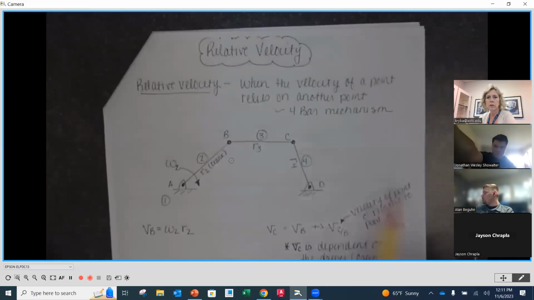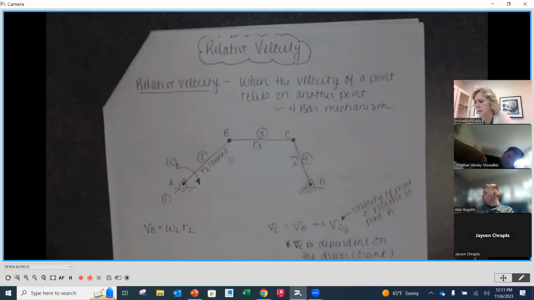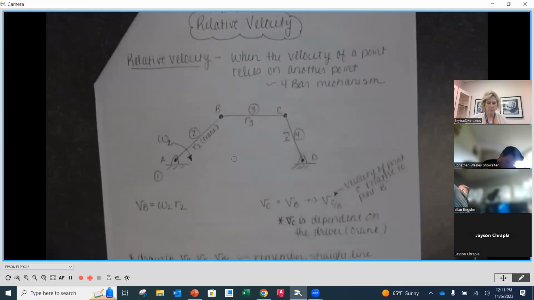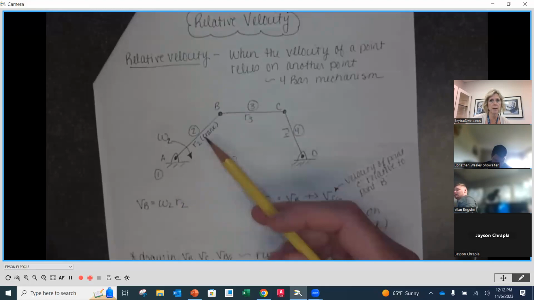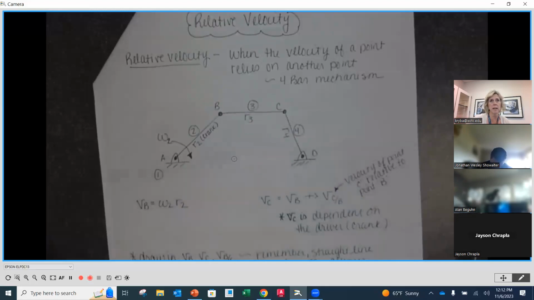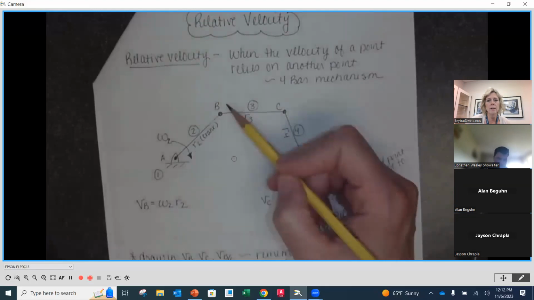All right, so you'll notice up at the top here, it says relative velocity. Relative velocity is going to be used when we need to find out the velocity of a point, but it relies on the velocity of other points or links that are in our case, we're going to be focusing on 4-bar mechanisms, okay? So for instance, when we have a typical 4-bar mechanism here, so number 1 will always be our frame. Number 2 is going to be the crank input. It's going to usually have some known quantity about it. Maybe it's connected to a motor that's rotating at some RPMs, okay? And we'll also have distances.